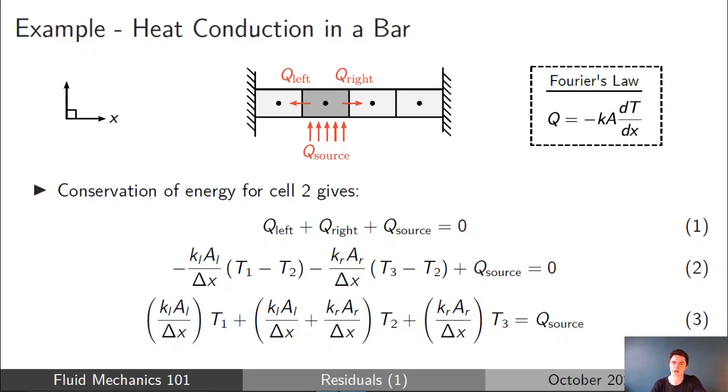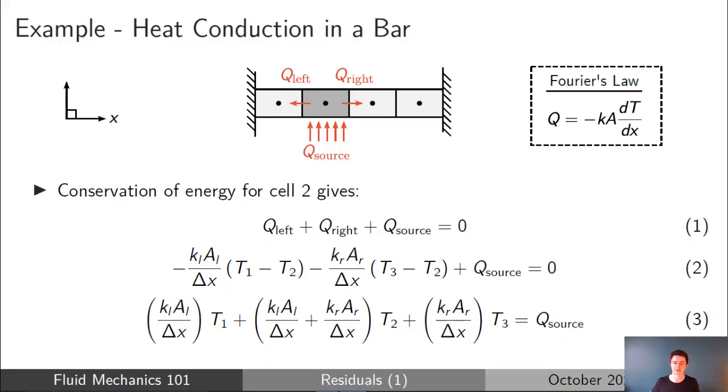And if we apply conservation of energy to that cell, we can use Fourier's law to get the heat flux across the left face of the cell and the right face of the cell, using the temperature difference across that cell face, using the equation you can see there on the slide. And the simplest way to develop an equation for conservation of energy is to start with equation 1.